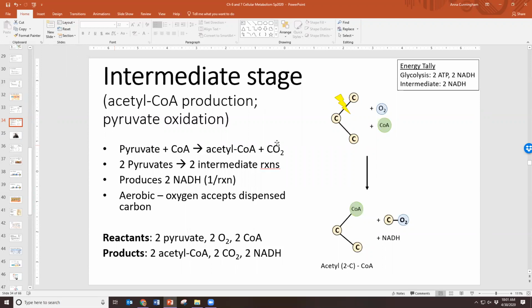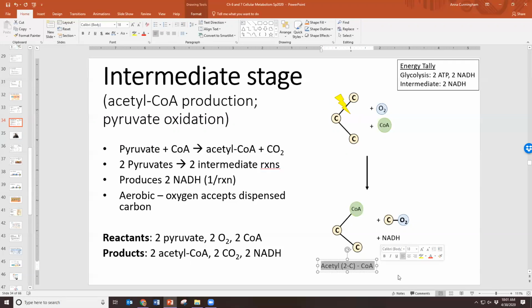But basically what happens during the intermediate stage is you take that 3-carbon pyruvate, you break this bond, release electrons, which is why we get some NADH. You release a carbon binding up with oxygen, which is why you get carbon dioxide. But also to the resultant 2-carbon organic compound, acetyl, you tack on a coenzyme. This coenzyme A, so our resultant organic compound is acetyl coenzyme A, or acetyl-CoA.